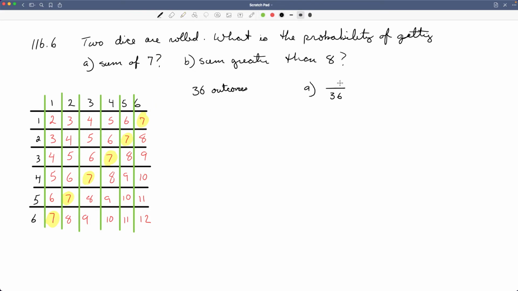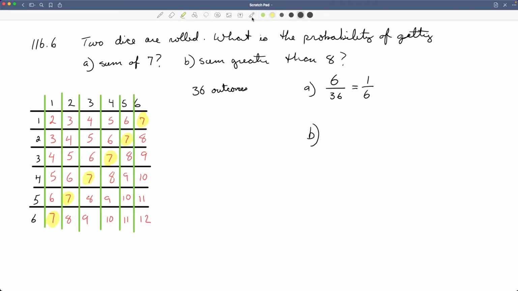6 possible outcomes that equal 7 out of 36. We can reduce that fraction by saying 1 over 6. Right? So 1 over 6 would be our answer for A. What about B? What do we have for B?